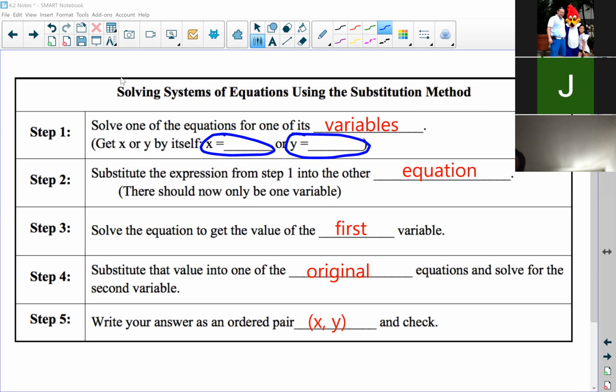Just like with solving by graphing, our solution most of the time will be an ordered pair, a value for x and a value for y. And then we can check our solution to make sure it works for both equations. And again, we'll work through that together.